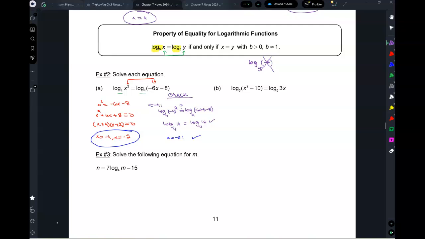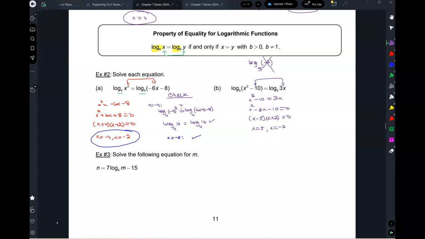All right, so let's take a look here. Okay, log base 5, log base 5. I can set the insides equal to each other. X squared minus 10, 3x. So x squared minus 3x minus 10 is equal to 0. X minus 5, x plus 2. So x equals 5, x equals negative 2.